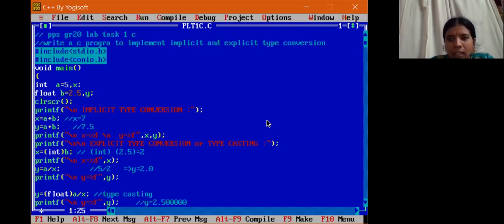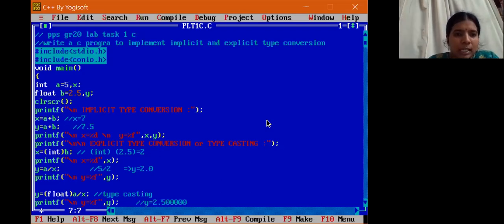On the other hand, during expression evaluation, sometimes we need to convert one data type to another by force. Such forced or manual conversions are called explicit type conversion, or people shortly term it as typecasting. So we are going to see a simple program that will be implementing both implicit and explicit type conversions.